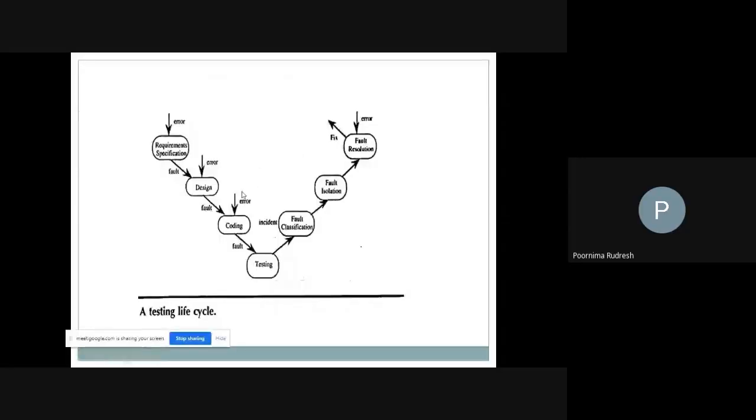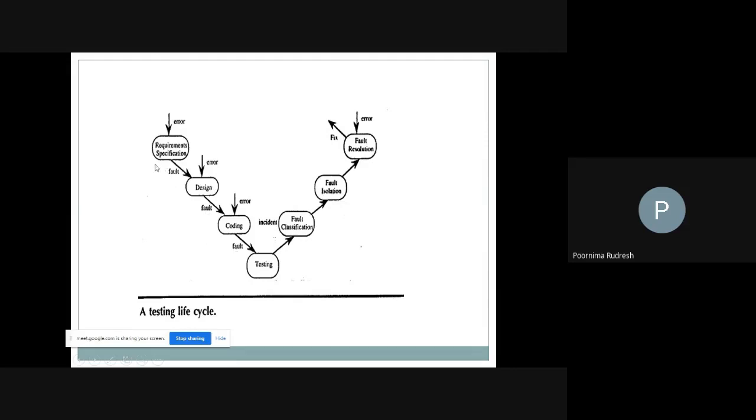Because we are testing the written program, consider the life cycle of product development. The first step is requirement specification, then design, then coding. After that we perform the testing, and next come the different testing processes. In the first three stages, requirement specification, design and coding, there is a chance of the occurrence of errors, or a chance that a fault may occur.